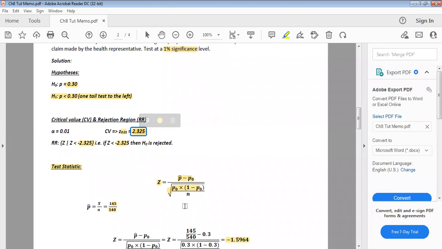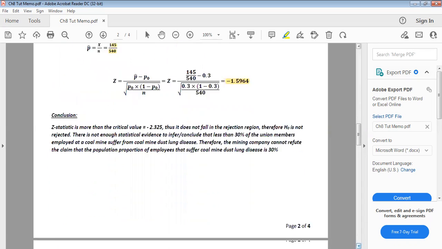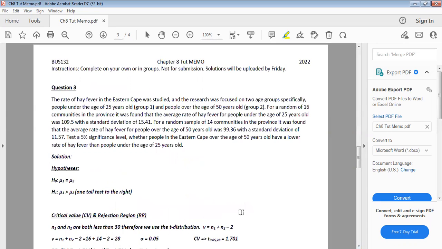So all you need is to find your T value and compare it with the critical value. The same rule applies: if your T test is greater than that one, you do not reject. If it's less than, you reject. So the rule of comparing doesn't change. Okay.